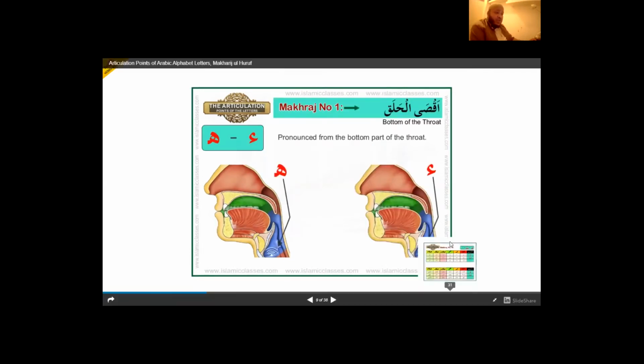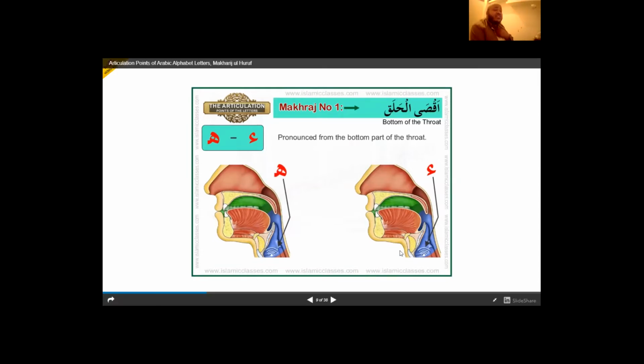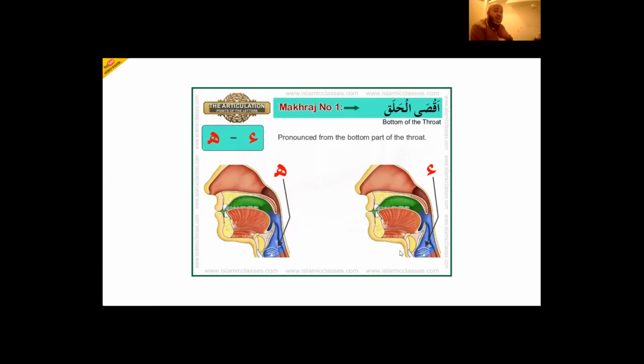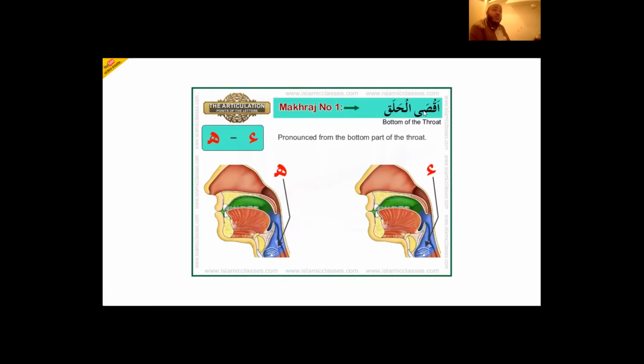Moving on. Letters Hamza and the letter Ha. As you can see from the image, it's the bottom of the throat, just below the Adam's apple, closer to your chest. It's known as aqsal halaq. Aqsal halaq is the bottom of the throat.